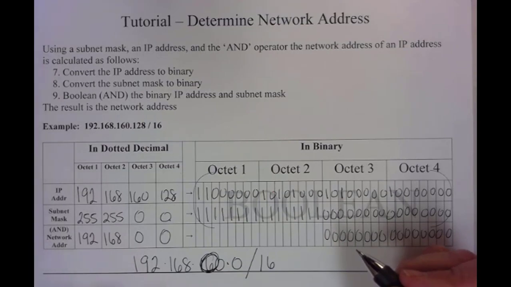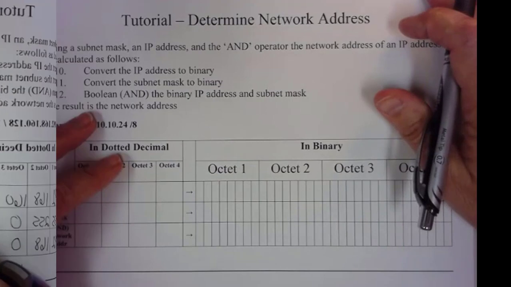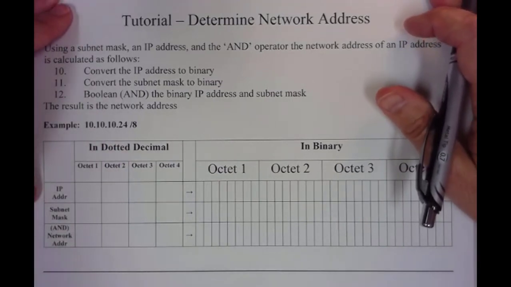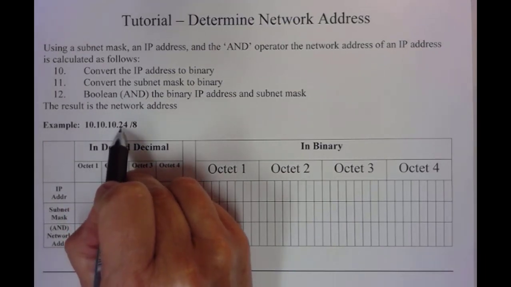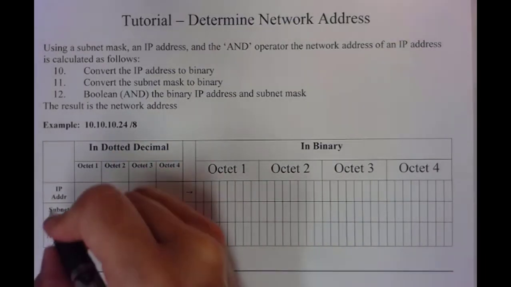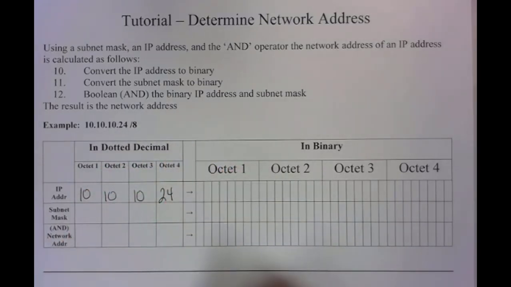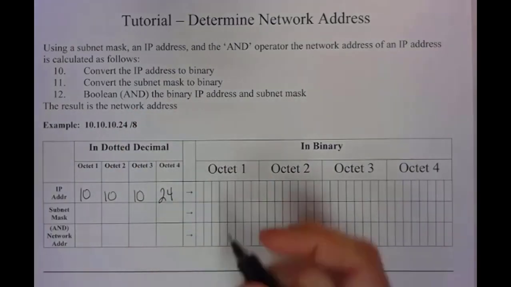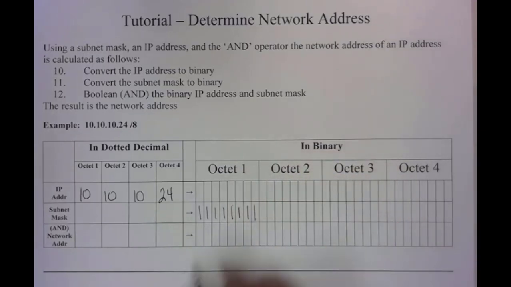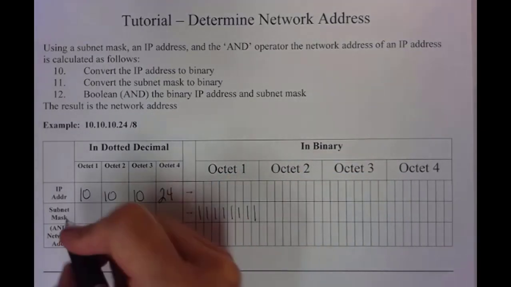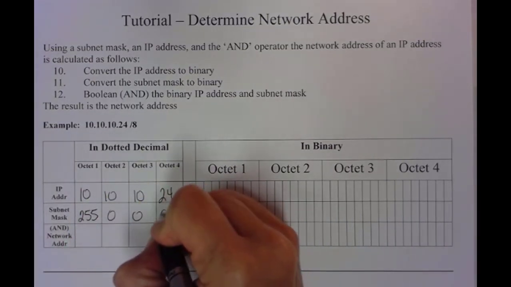192.168.0.0/16. Okay, I'm going to do another example. This time we're going to do the slash 8 subnet mask. So my IP address is 10.10.10.24/8. Let's write this down. This is my IP address. I have a slash 8. So I know that with my subnet mask, I've got 8 bits that are on. I know that if all 8 bits in this octet are on, it's a 255. Everything else is 0.